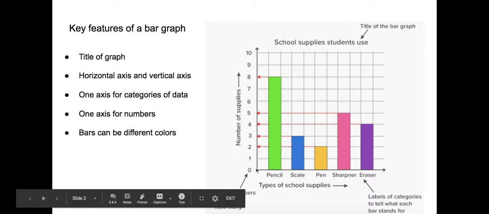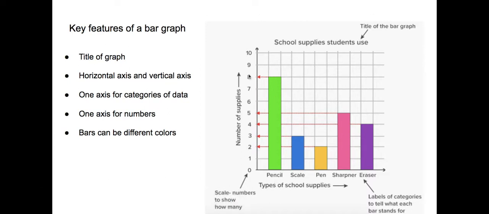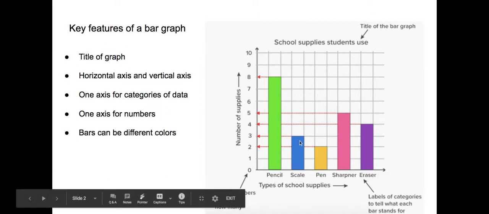And in this one, the numbers are increasing by 1: 1, 2, 3, 4, 5, and so on. And the bars can be different colors. And so we can see that 8 students have a pencil and 3 students have a scale or a ruler, and so on.